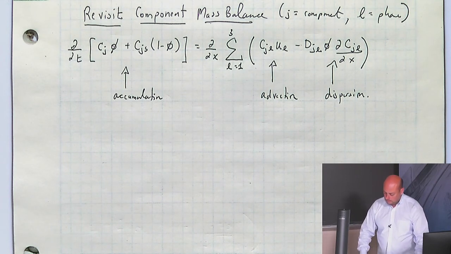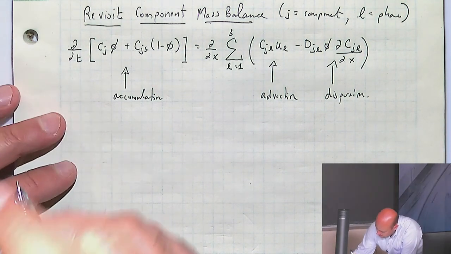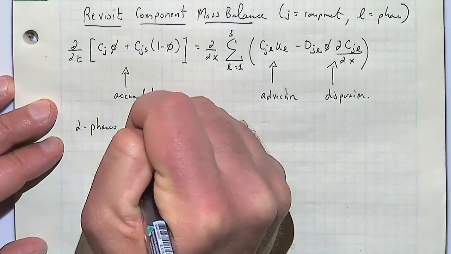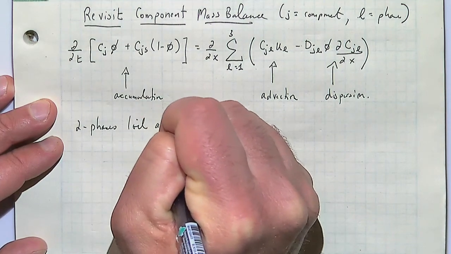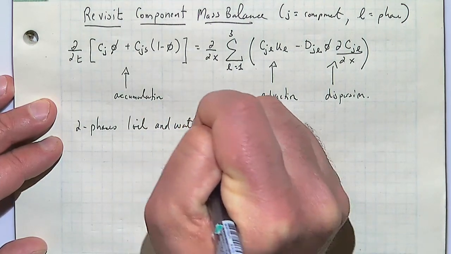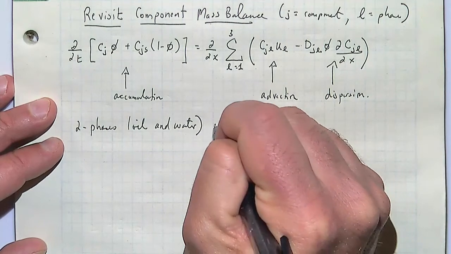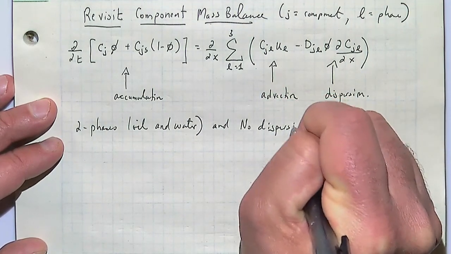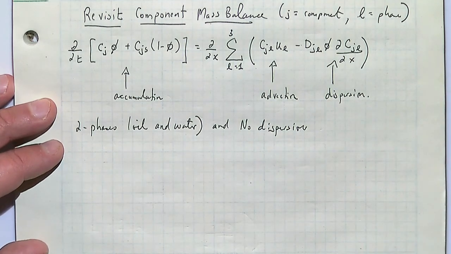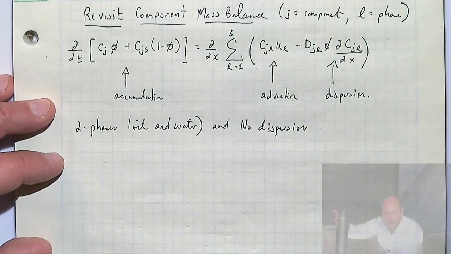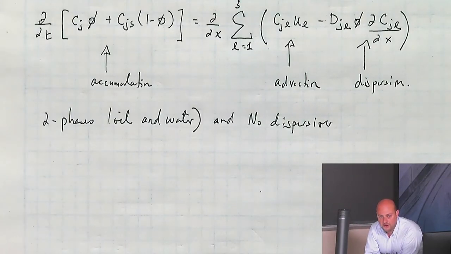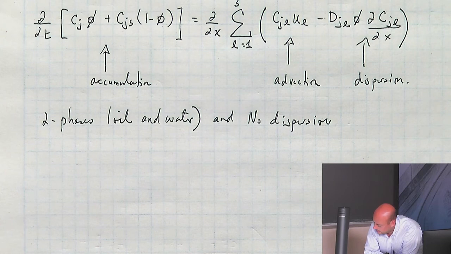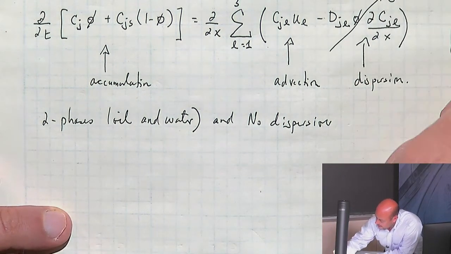Let's simplify this. Let's look at 2 phases, maybe oil and water, and no dispersion. Now we never have no dispersion, but in many reservoir applications, the Peclet number is very, very large, so the dispersive term is relatively small. So we'll neglect this term altogether for now.